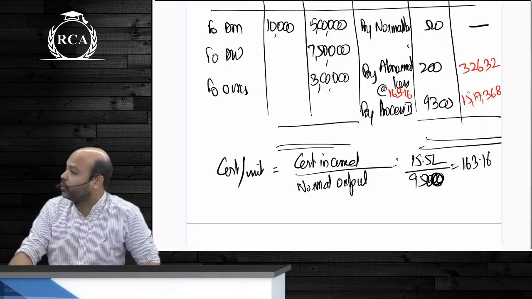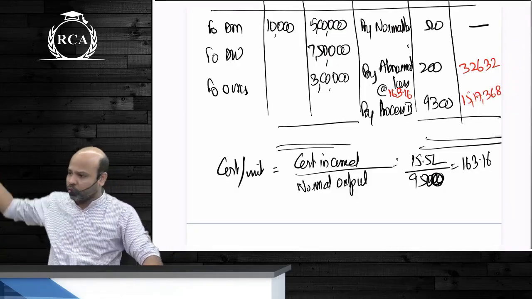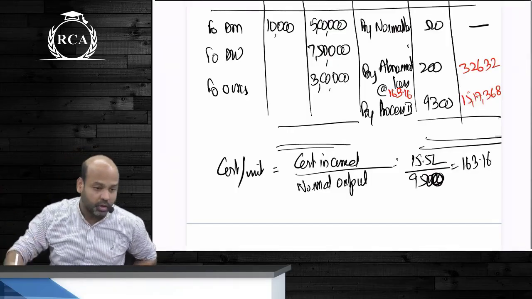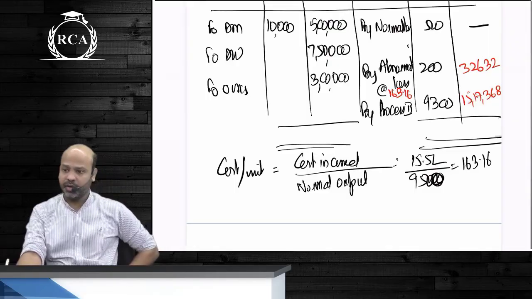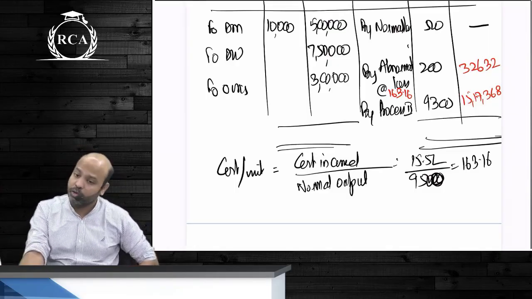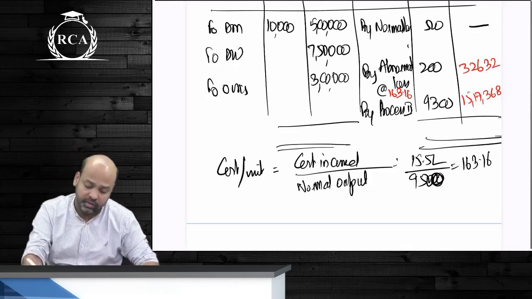This will be the amount guys. Are we clear beta? You might get a difference of 1 rupee, but I just want to tally that. Total 15,50,000 should come, beta. Are we clear? You understood what we just did? If there is abnormal loss also, cost per unit will be based on only normal output. Are we clear? Against normal loss the same answer is coming, right?